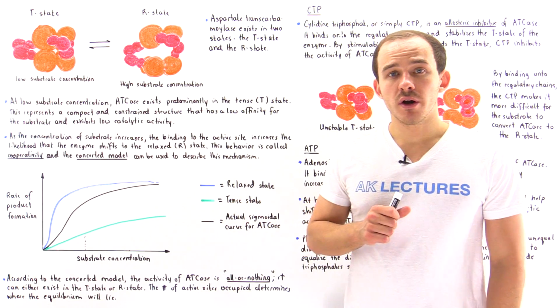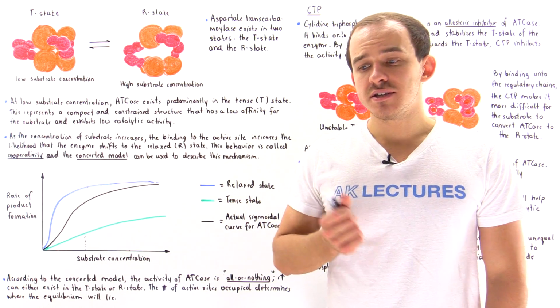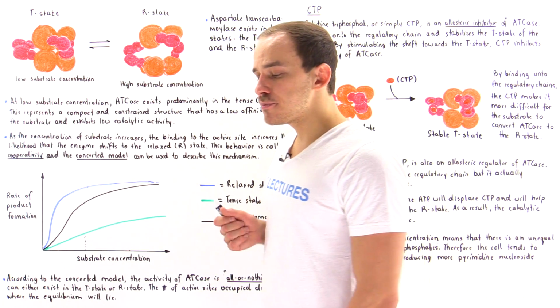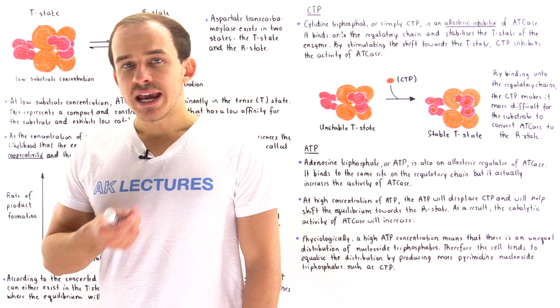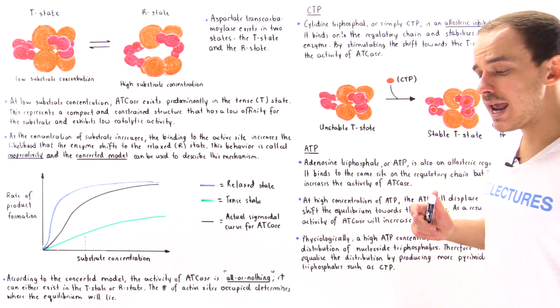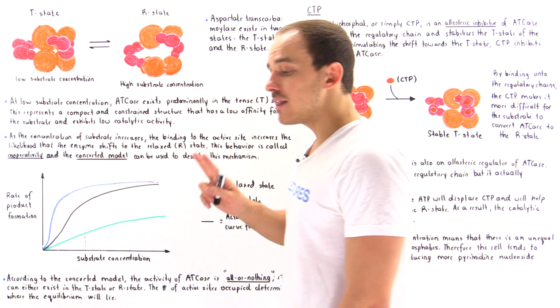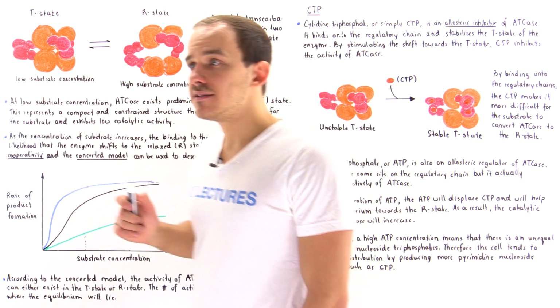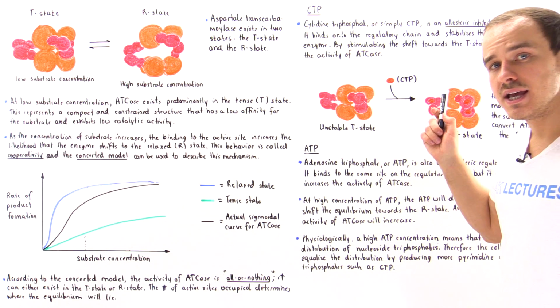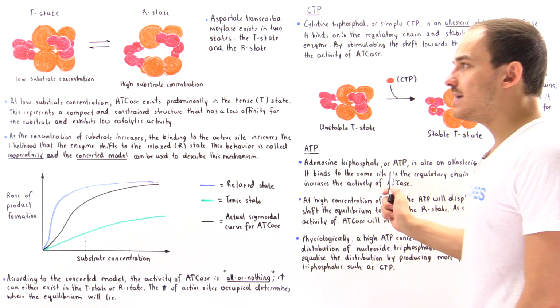Aspartate transcarbamylase, or simply ATCase, is an allosteric enzyme, and like most allosteric enzymes, it displays cooperativity. So in this lecture, I'd like to focus on the cooperative nature of ATCase and then discuss two allosteric effectors to this enzyme. So we're going to focus on cytidine triphosphate, CTP, and adenosine triphosphate, ATP.